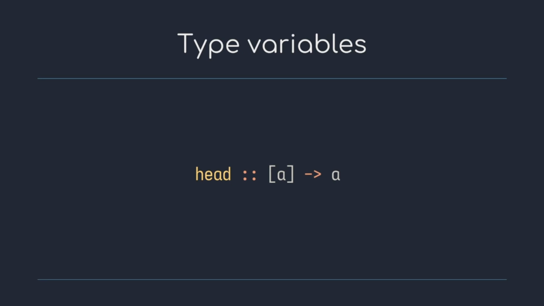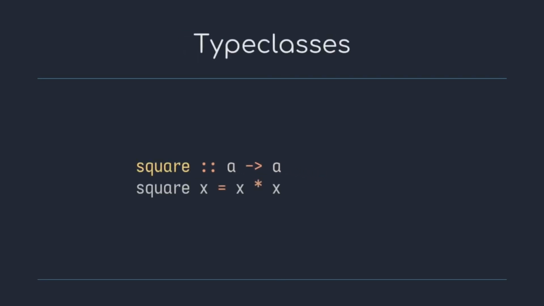Okay, so let's use this to generalize our square function, right? There's one problem, however. When we try to change the integer types to type variables, we get a compiler error. This is because we are using the multiply operation, which only works for numbers. But right now we are specifying our function accepts all types, not just numbers. We need a way to restrict the type A can assume, so it only accepts numbers.